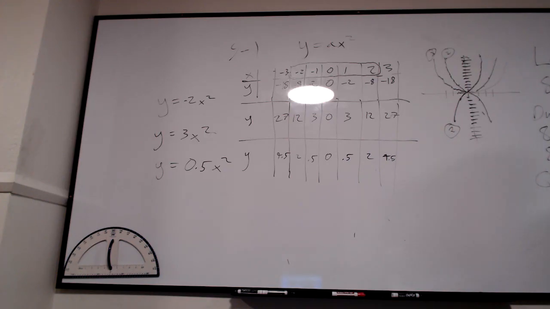Then what do you notice about negative 2x squared versus 3x squared? Do they have the same vertex?